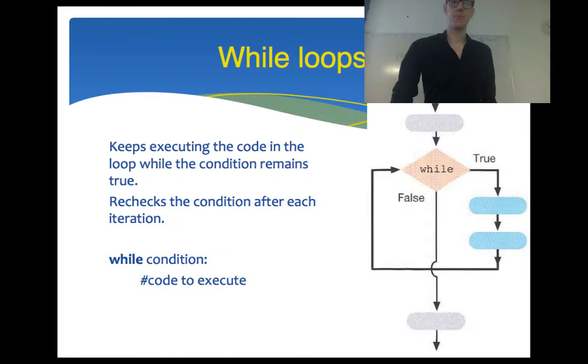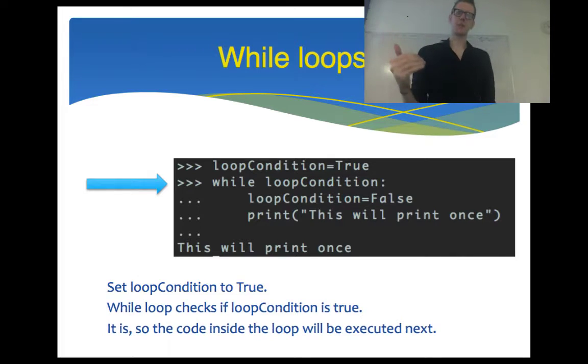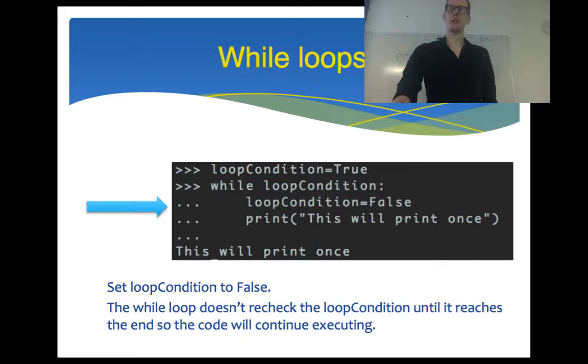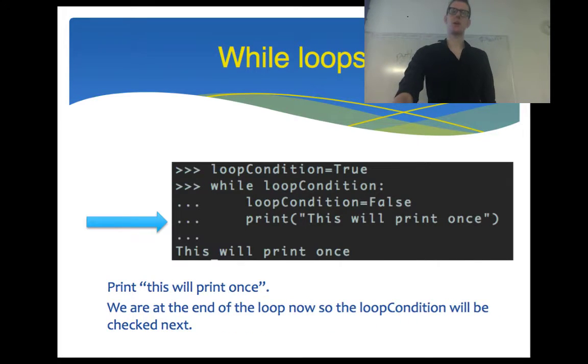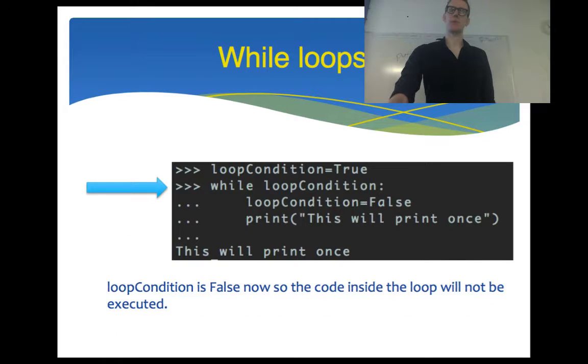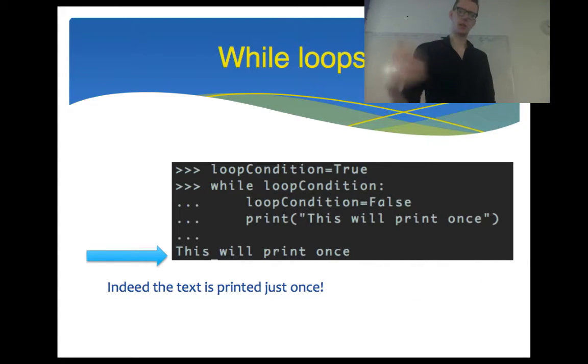So just to recap one more time, it sets the loop condition to true, we're going to check the loop condition. The loop condition is true, so it's going to run all the code. The code it does is set the loop condition to false, but it's not checking this condition at this point. So it's going to keep going. We've set loop condition to false, we're then going to print that this will print once, and then it goes back to the top because we've reached the end of the indented code, and now it's going to check the while loop condition. Now we know the condition is false, so it's finished, and it jumps to the end of the code. So that's only executed once.